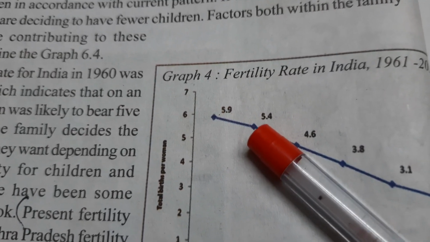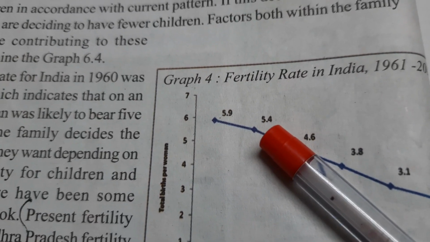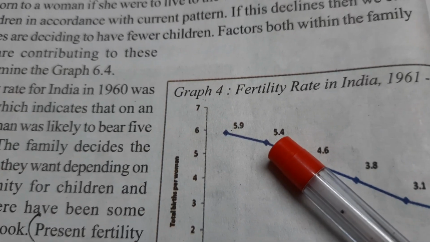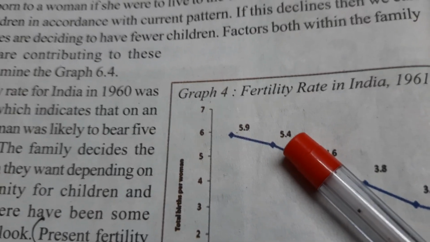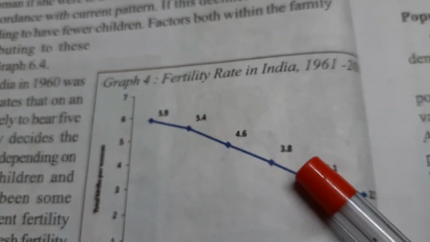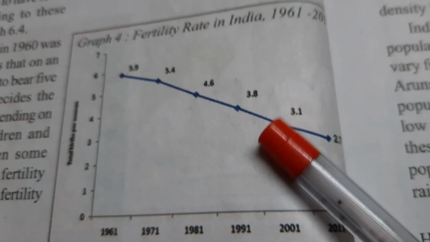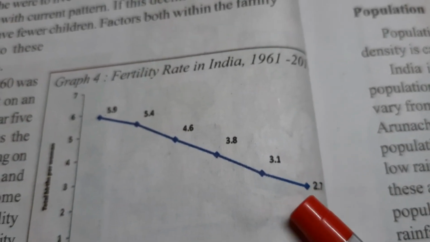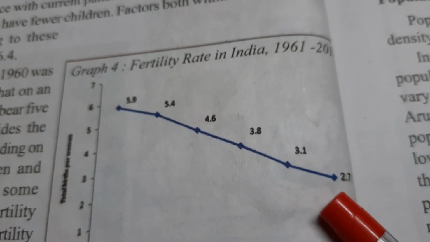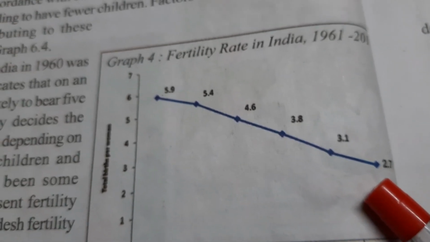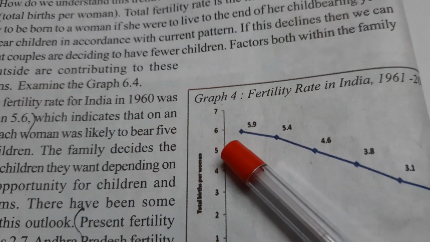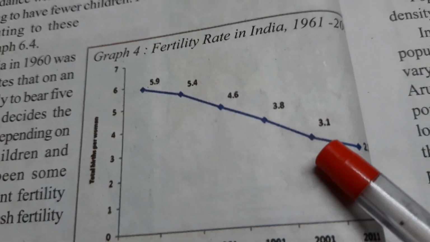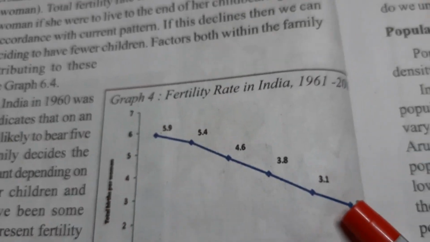It decreased to 5.4, which means 5 children a woman can give birth to. It goes on decreasing. So now in 2011 the fertility rate dropped to 2.7, which means an average of 3 children. A woman gives birth to 3 children in a family. So it is a good sign. We have seen that the fertility rate of a woman is decreasing after every 10 years in our country.